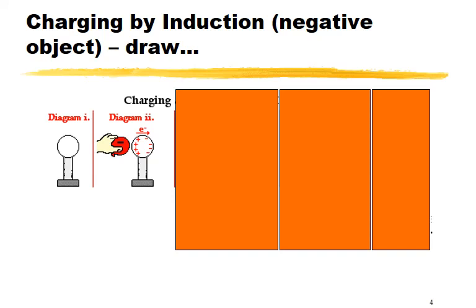Now, if we do that, the charge is going to get as far away from that balloon as possible, leaving the other side positively charged. And so we bring it close, and the charge goes to one side.